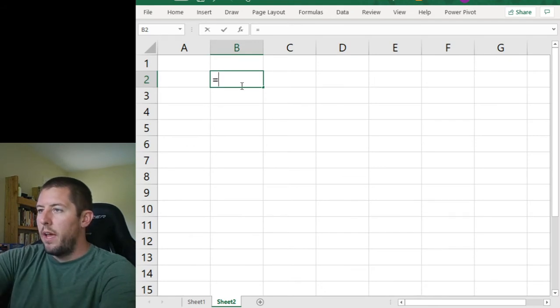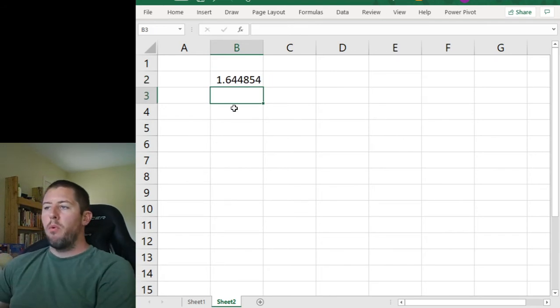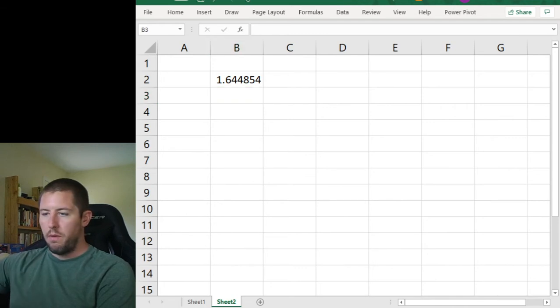We want to do a norm.inv. My probability is 0.95, that's to the left. My mean is 0, standard deviation is 1. And that's going to be telling me 1.645 is my decimal that I'll use for z star there, 1.645. Let me come back over here.